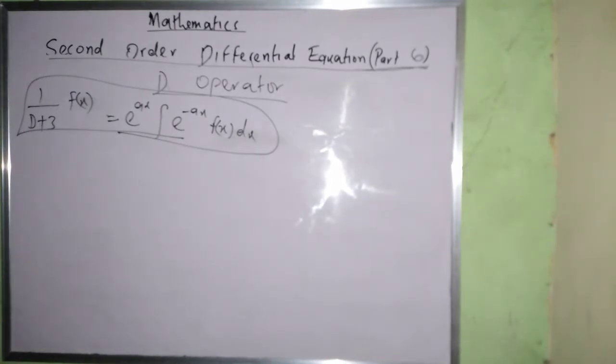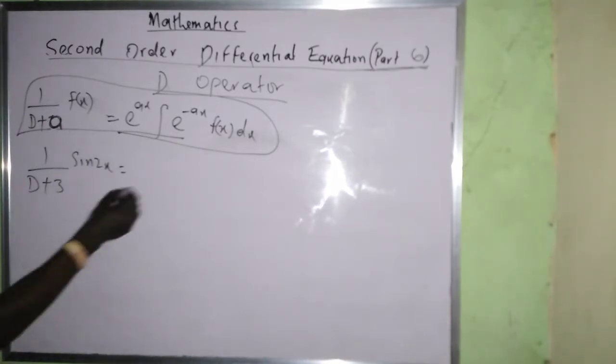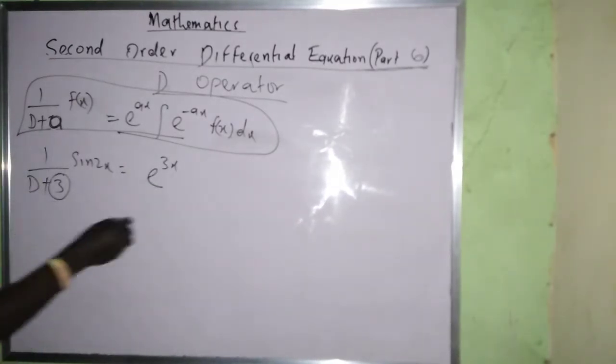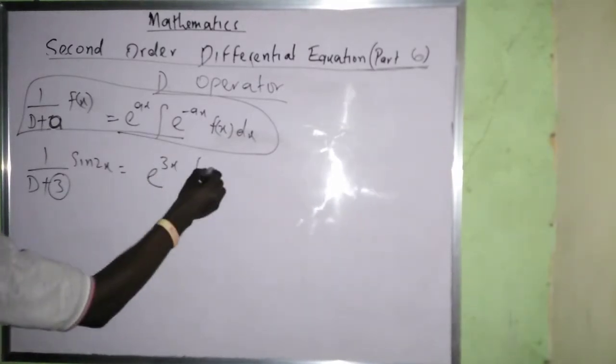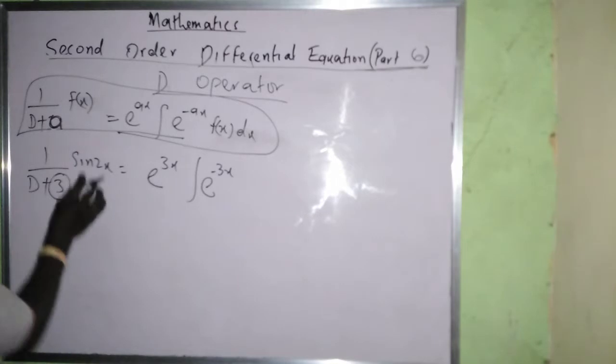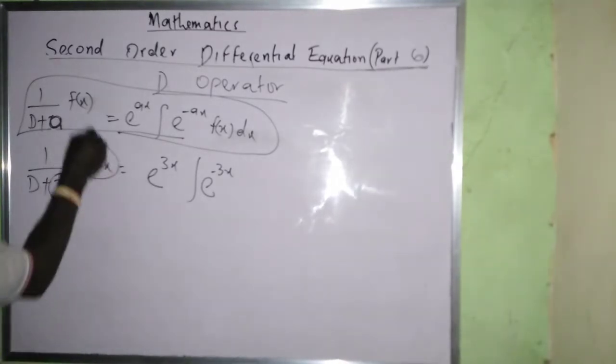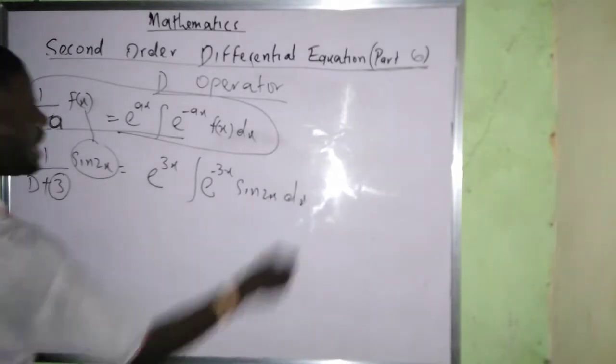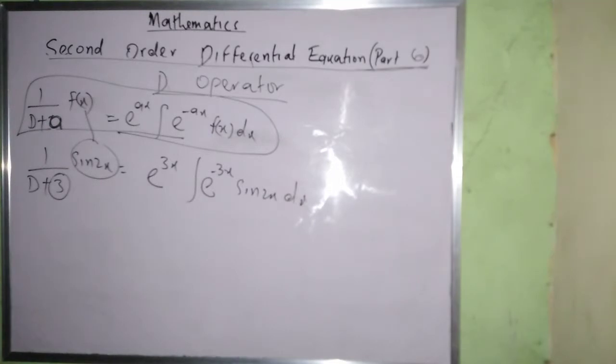For instance, let me put a. I'm still defining it. If I have 1 all over d plus 3 of sine 2x, it means my function will be equal to e raised to 3x, which is my expression of a, integral of e raised to minus 3x, and my f of x, which is sine 2x, dx.